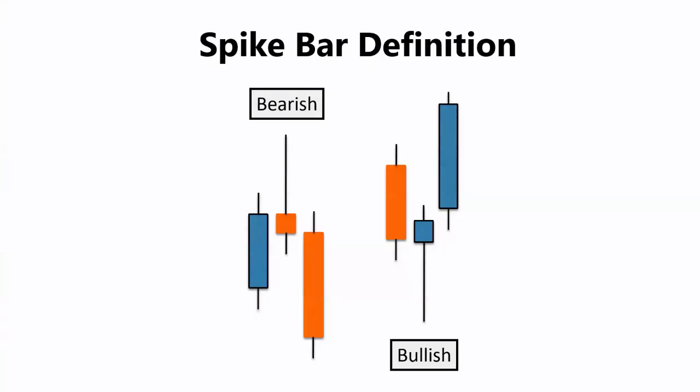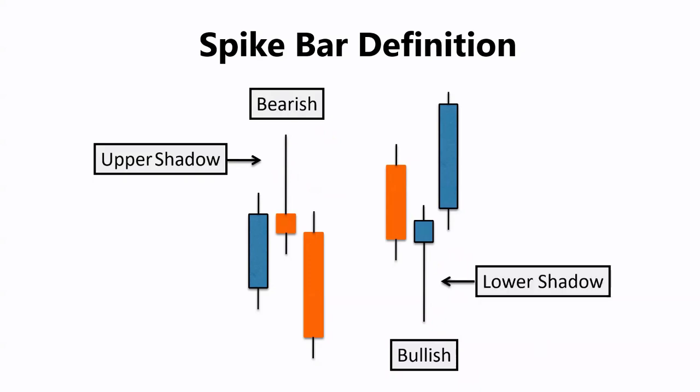And to be precise about what qualifies as a spike bar, at the most basic level, we're looking at rejection inside a single candle. So for a bearish spike, price pushes higher, leaving a pronounced upper shadow, and fails to hold those higher prices into the close. And for a bullish spike, we have the opposite, price pushing lower, leaving a pronounced lower shadow, and then closes back higher with a small body.